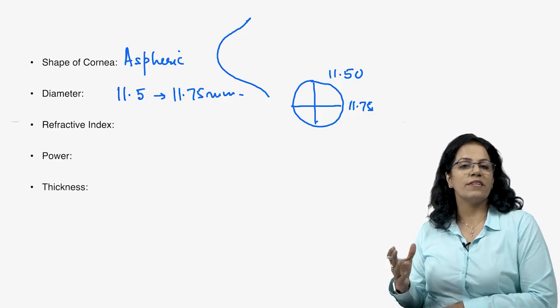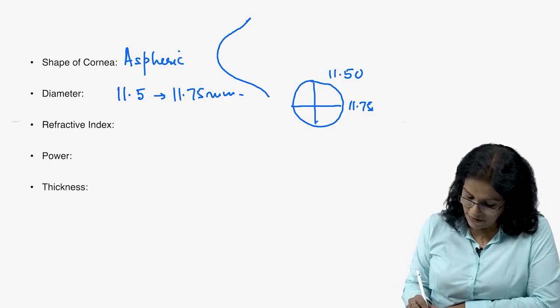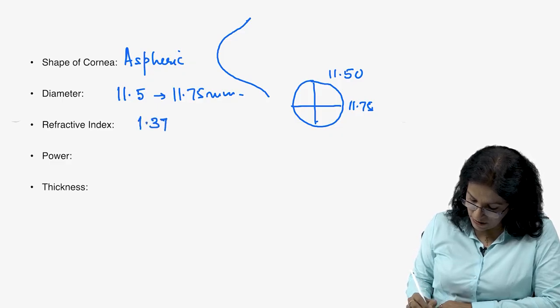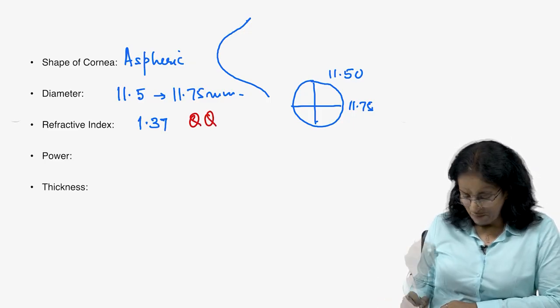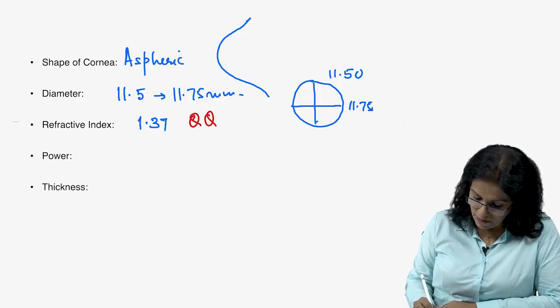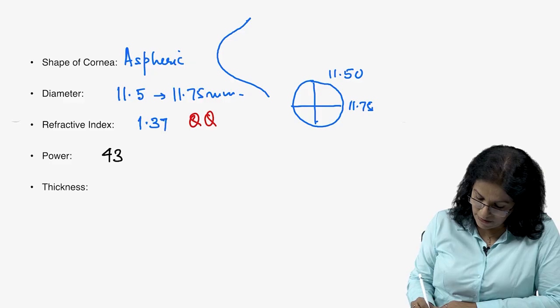Okay. What is the refractive index? This we have done in our introduction chapter as well. Refractive index is 1.37. All of you, this is your repeated question. Right? Then, power of the cornea. What is the power of the cornea? We will answer power is 43 to 45 diopters.